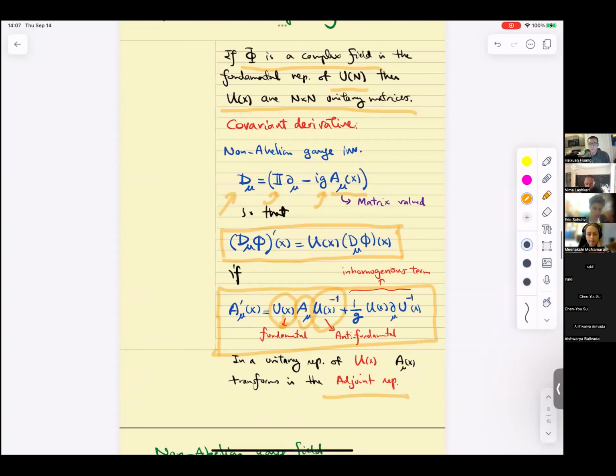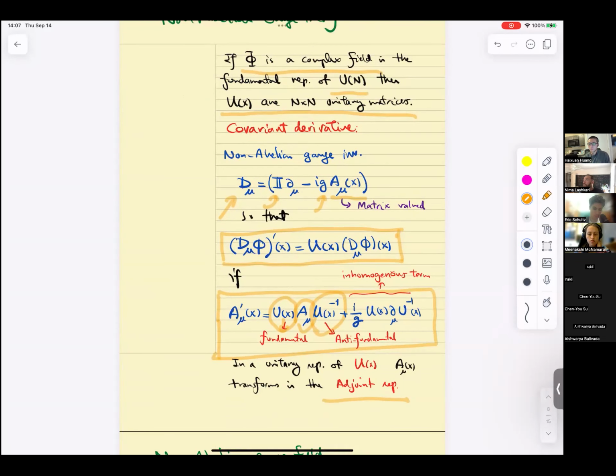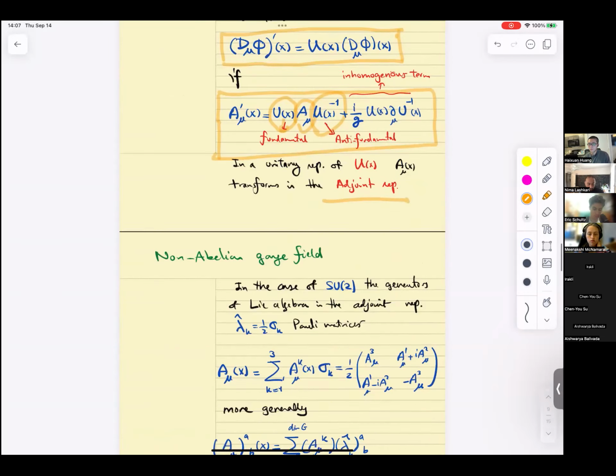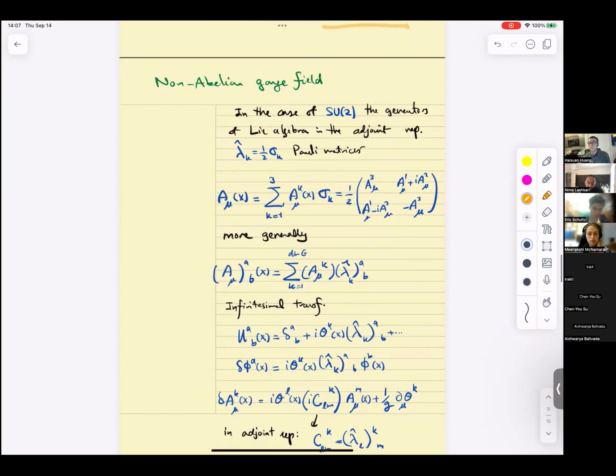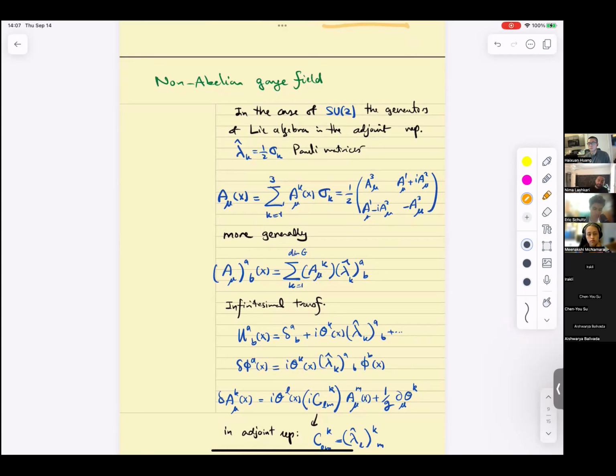Any questions? All right, so let's work out an example. Let's take the simplest example we can, SU(2), just to familiarize ourselves with matrices and all the jargon and technology of Lie algebra that we learned in the last lecture.